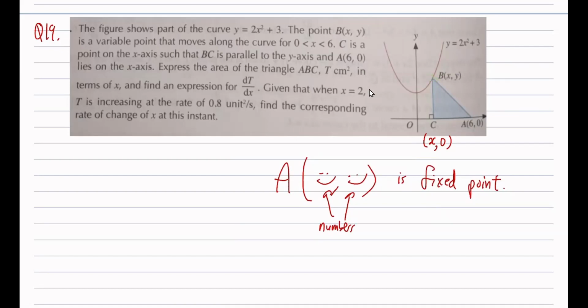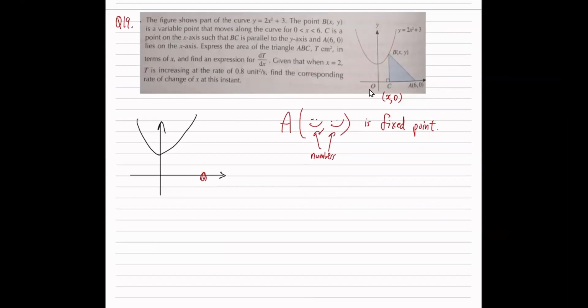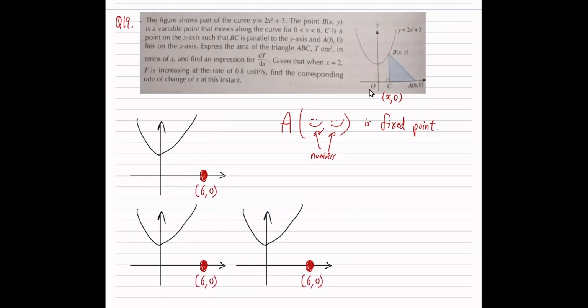So maybe if I just do a quick sketch, give me a second to draw this up. I will draw a fixed point 6 comma 0 here. Point B could be somewhere here, 5.9 comma some value. Then your triangle will look like this, a very thin triangle. And the point C is directly below, so it's 5.9 comma 0. Make sense?